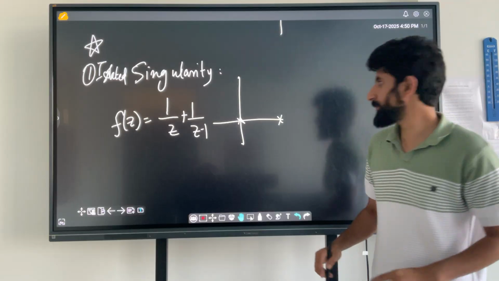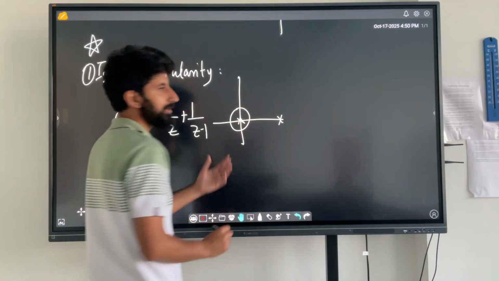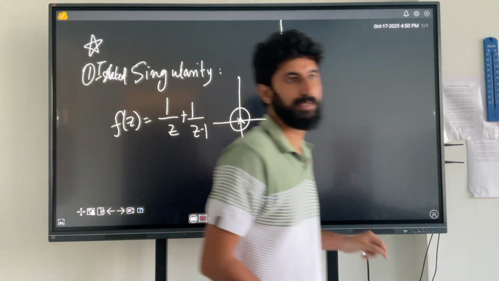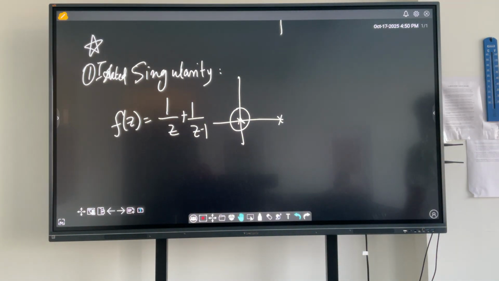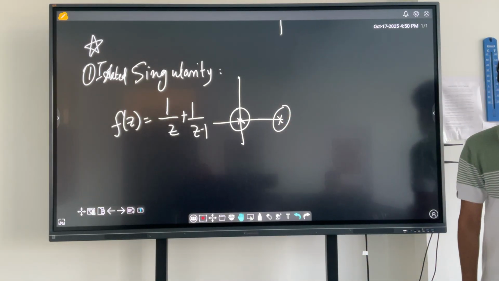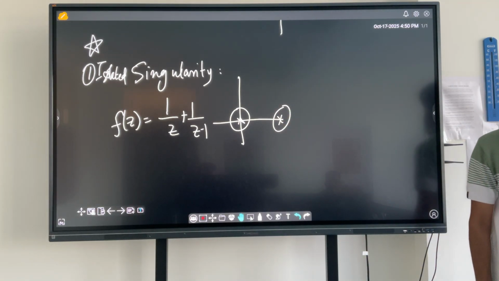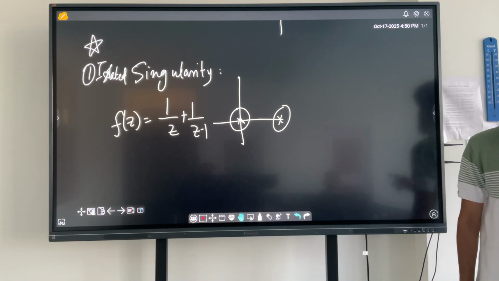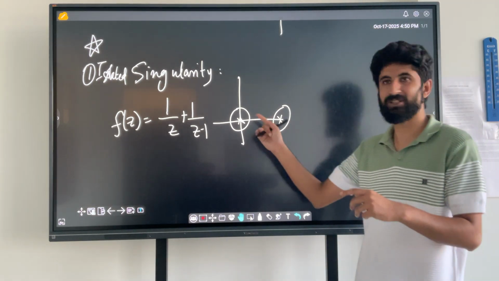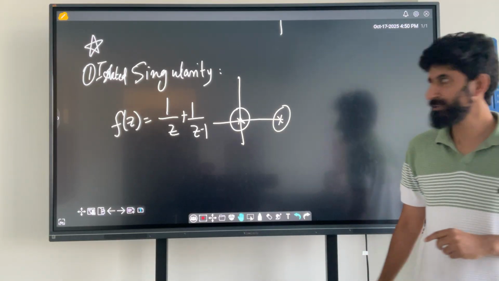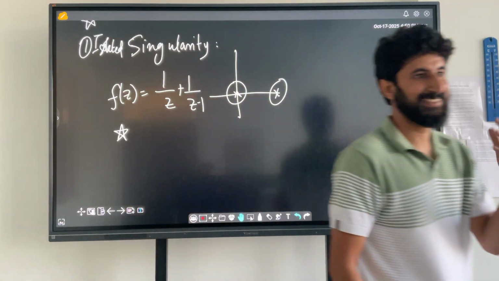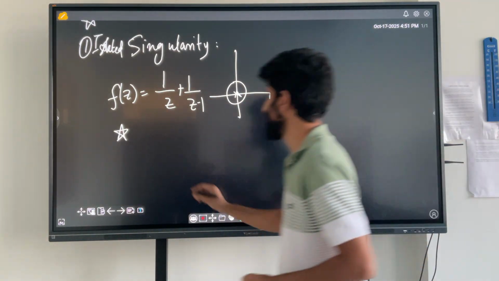Why isolated? Because I can find a region around z equal to 0, in fact a very big region, where the function is analytic around that point. And what about this? I can still find a region, right? So this is called isolated singularity. But it has three types. I just showed you one of the types. The first is called a pole.